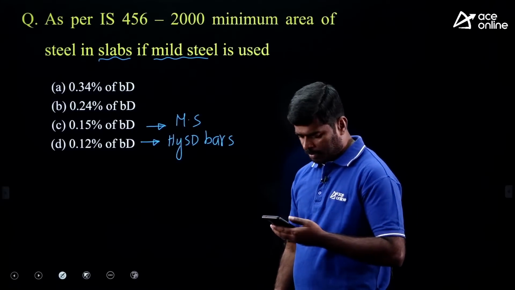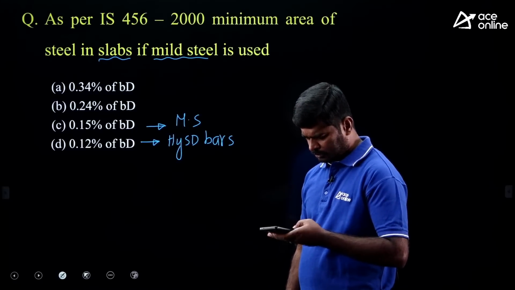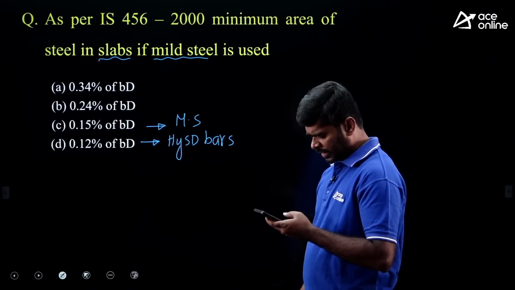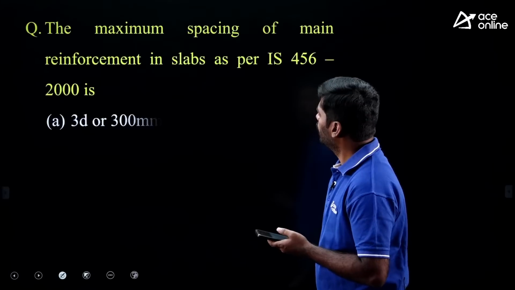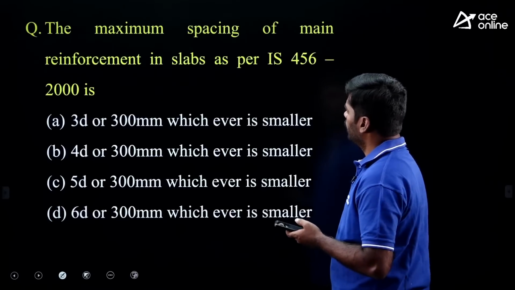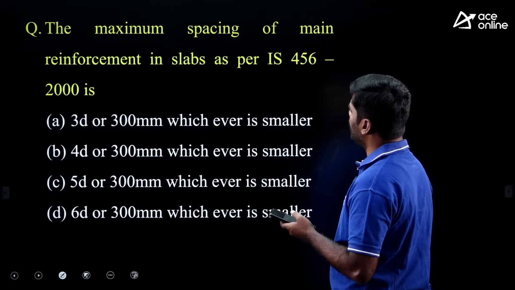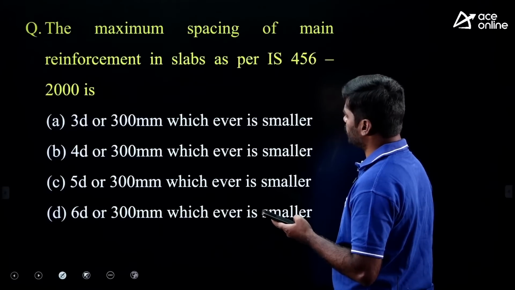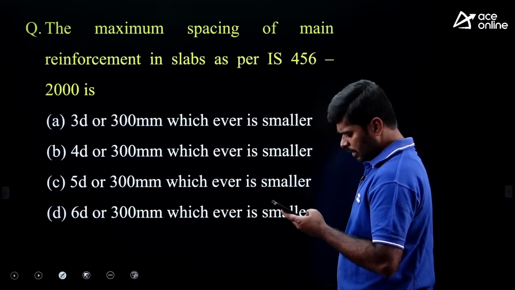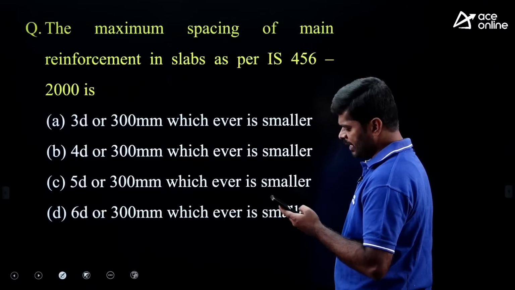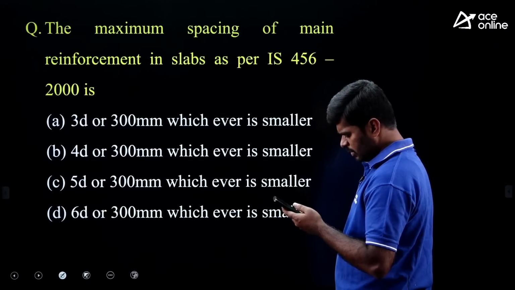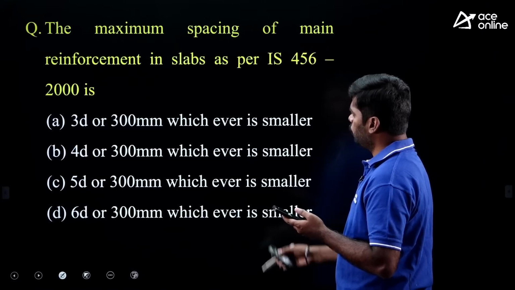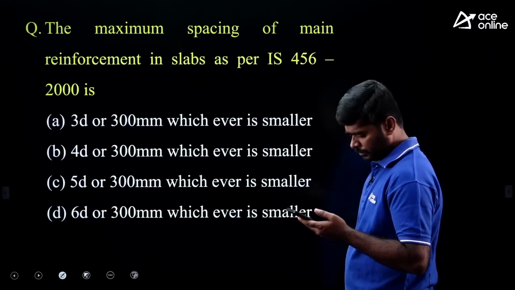Be ready. Very good. Next question. The maximum spacing of main reinforcement in slabs as per IS 456-2000 is, come on my dear, which one is correct? Options A, B, C, D given, 4 options given, come on.